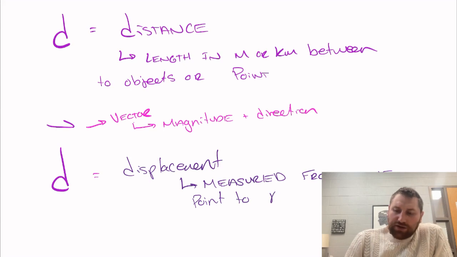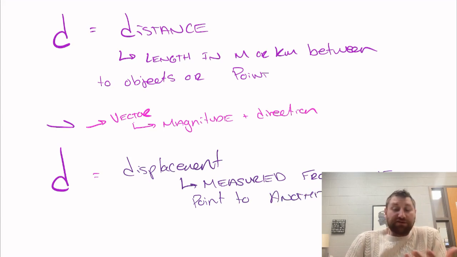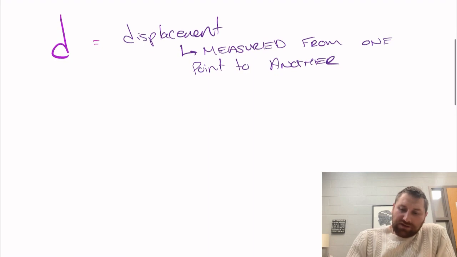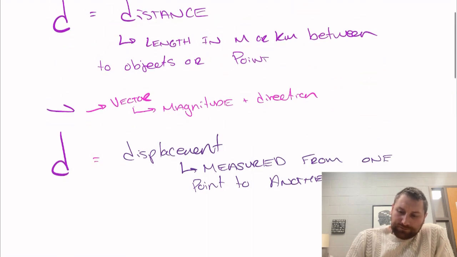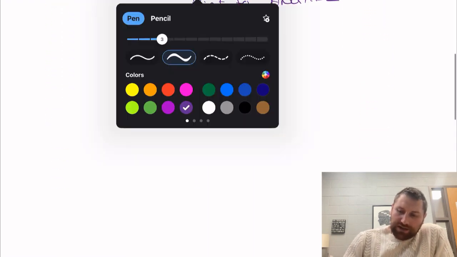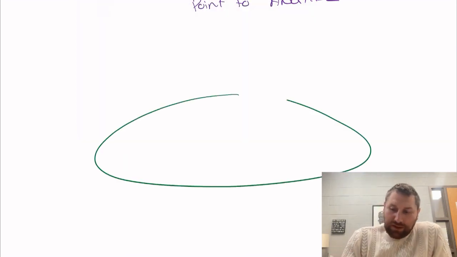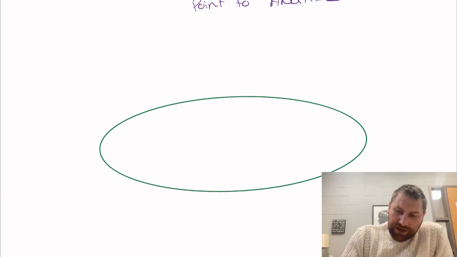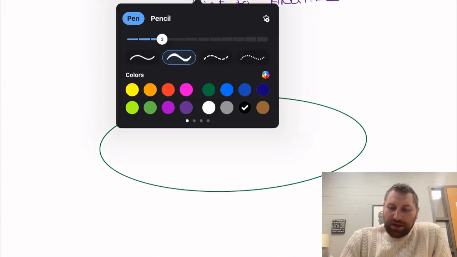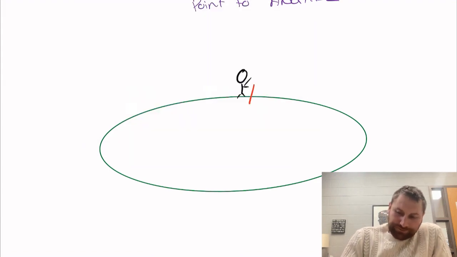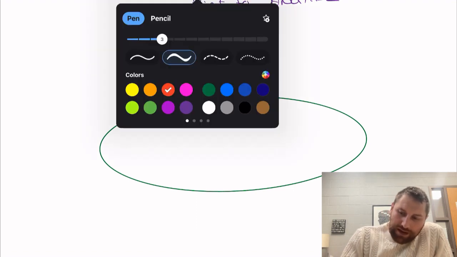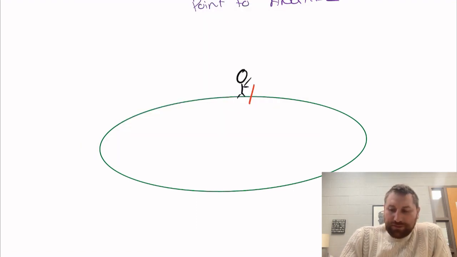Here is an example of the difference between distance and displacement. Let's say we have a racetrack. Here's your racetrack, and this racetrack obviously has a start point. So here I am running, New Year's resolution, and I'm going to go around the racetrack. Now I know that this racetrack has a distance of 800 meters.